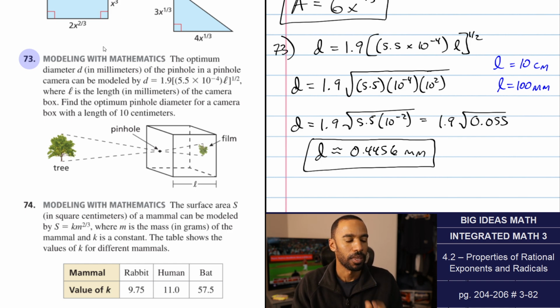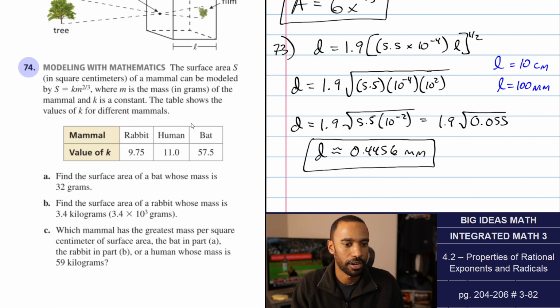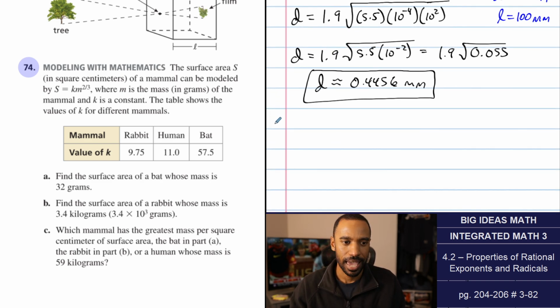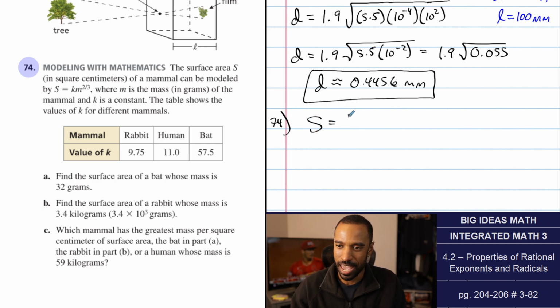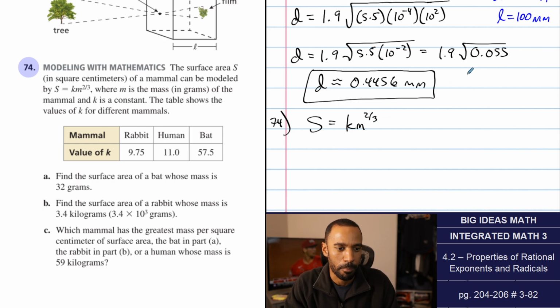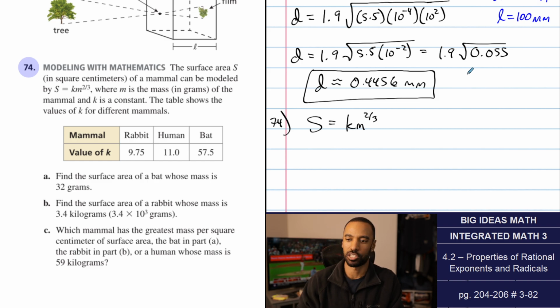Nice. Okay. Number 74. Modeling with mathematics. The surface area S in square centimeters of a mammal can be modeled by S equals km to the 2/3 power, where m is the mass in grams of the mammal and k is a constant. Well, what constant? Oh, it's different per mammal. Humans, 11. The table shows the values of k for different mammals. Part A, find the surface area of a bat whose mass is 32 grams.